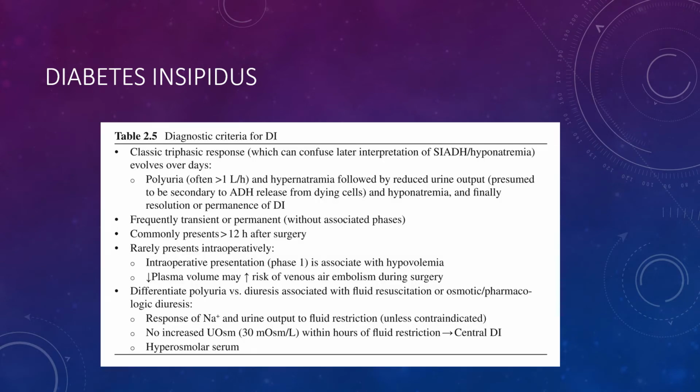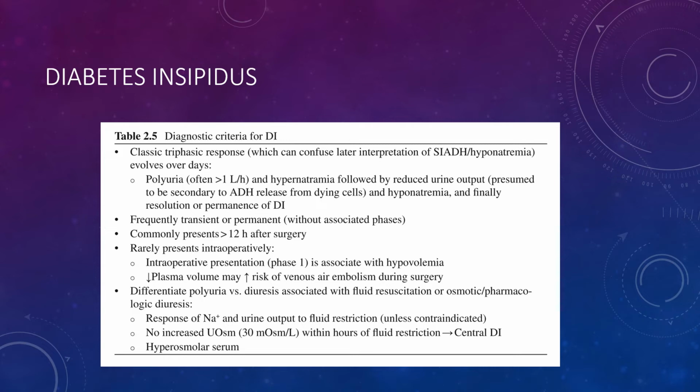So diagnostic criteria for diabetes insipidus has a classic triphasic response which evolves over days. So it often starts with polyuria greater than 1 liter per hour and hypernatremia, followed by reduced urine output and hyponatremia, and then finally resolution or permanence of the diabetes insipidus. It's frequently transient and doesn't usually present intraoperatively, but more often presents 12 hours after surgery.